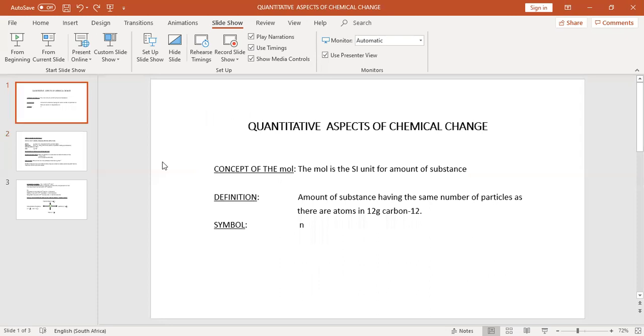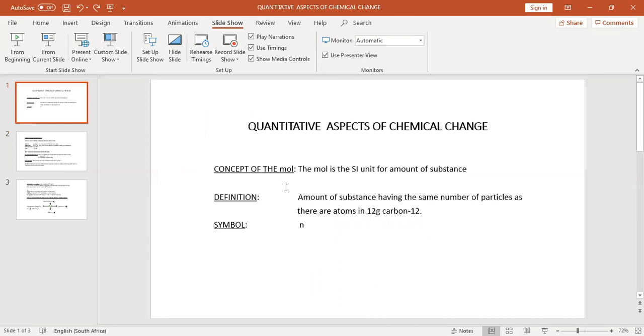Back to slide 1. Excuse me. The symbol for the mole is a small letter n. Now you can't write a capital N because that has a different meaning. So you have to go with the small letter n.